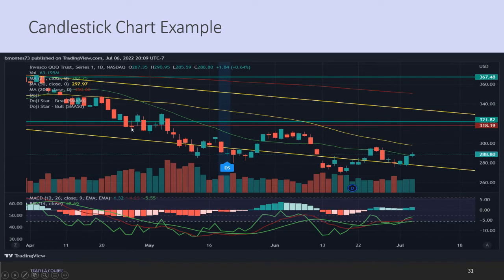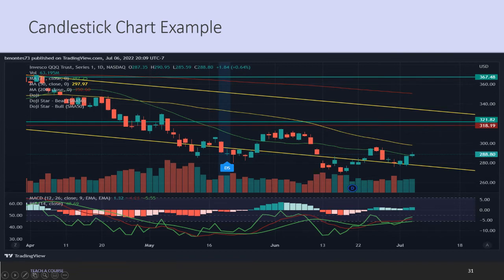Okay, then you've got symbols like this, a spinning top. You have dojis, right? There are a variety of different candlestick symbols, all of which are taught in future classes dedicated to just charting.